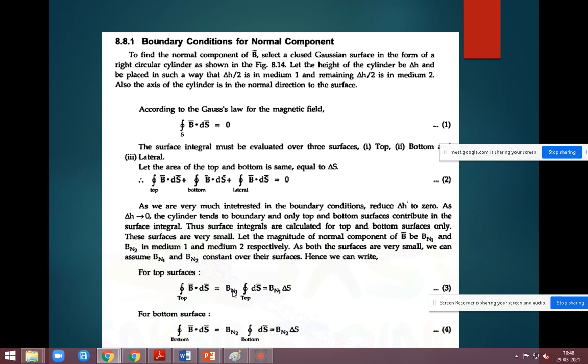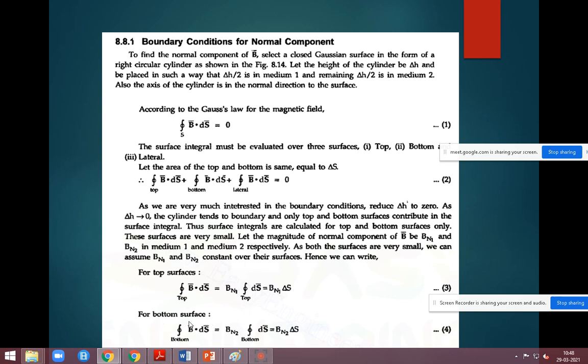So n1 represents the magnitude of the normal component. Okay, so Bn1 times the integral of ds vector. Here this will be a magnitude component, so we are going to take it out of the integral. So Bn1 into integral of ds vector, and integral of ds vector can simply be written as del s.